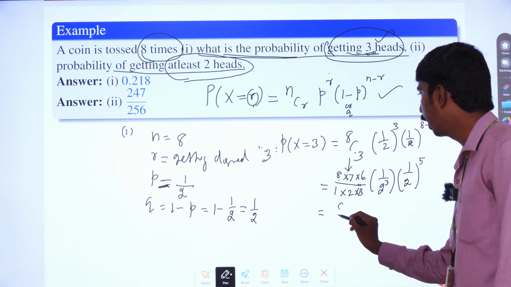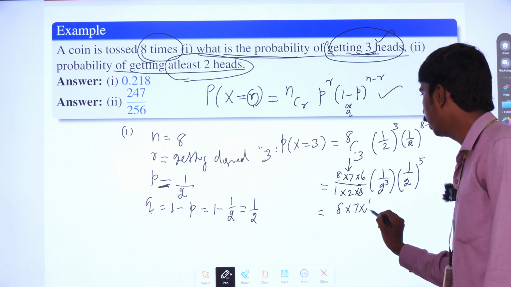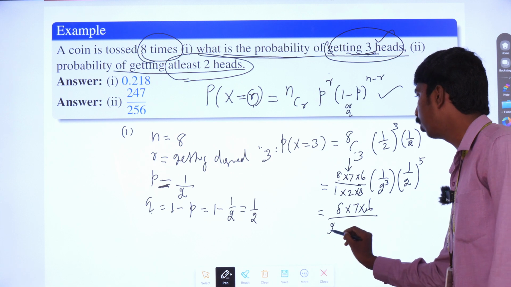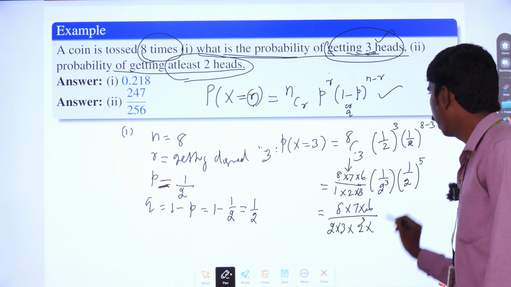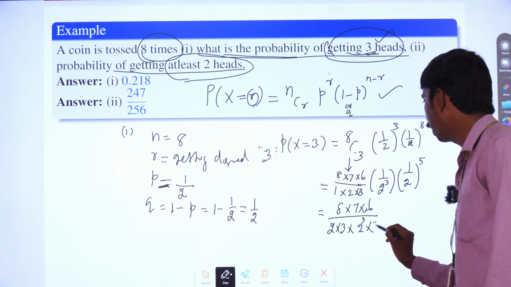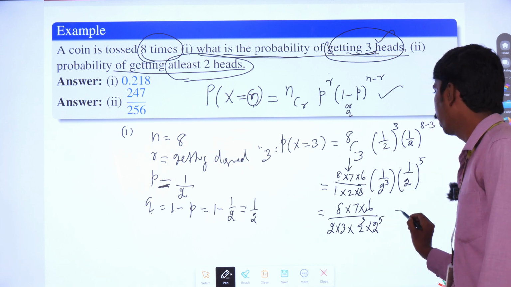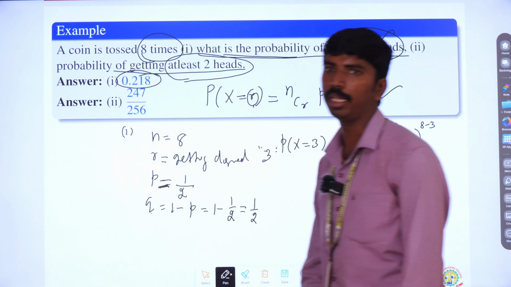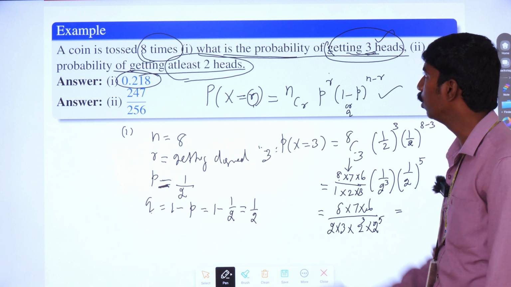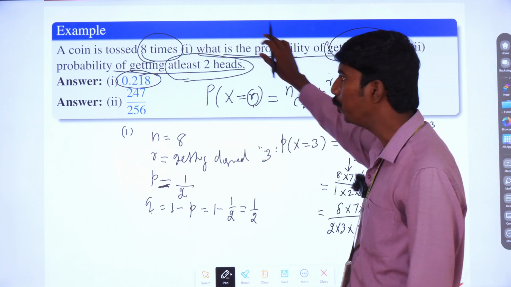Then you can solve numerically, use the calculator or any tool. You can solve the numerator as 8 into 7 into 6, and the denominator is 2 into 3, and this can be written as 2 power 3, and this 1 by 2 power 5 can be written as 2 power 5. So when I find this answer, I will get 0.218. So this is the method to proceed with a binomial distribution formula.